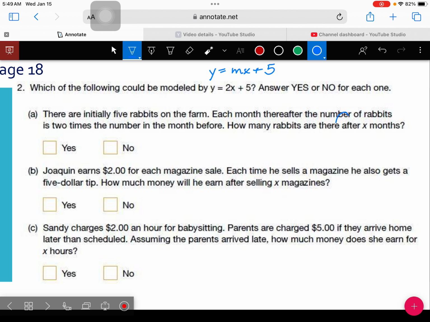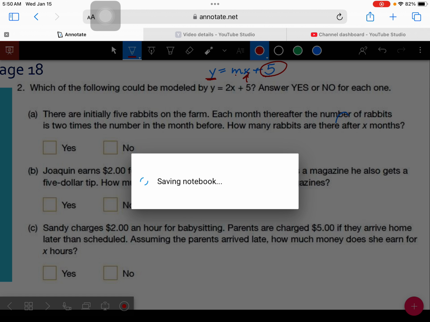Okay, seems okay. There are initially 5 rabbits, so the number of rabbits is equal to 5 plus twice the number of rabbits than in the month before. So I could see twice the number of rabbits but X is like over time. So let's see if that might work. And again, I've got that saving notebook, so I can't write at this time. So my X value is going to be the number of months that happen.